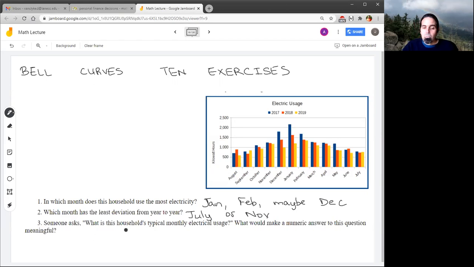If someone asks, what is this household's typical monthly electrical usage? That sounds like a good question, but it's a little vague because it changes from month to month and it changes a bit from year to year. So if we wanted to give somebody a numeric answer, this many thousand kilowatt hours, then what would we need to make it meaningful? What kind of qualifications or caveats or clauses do we need to say?